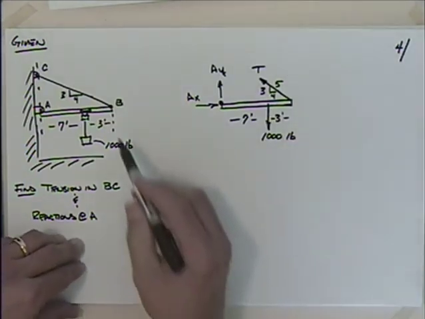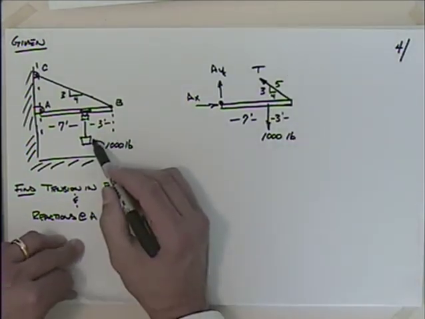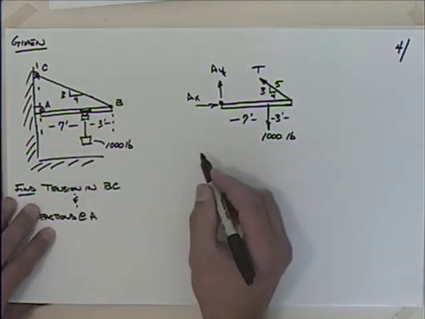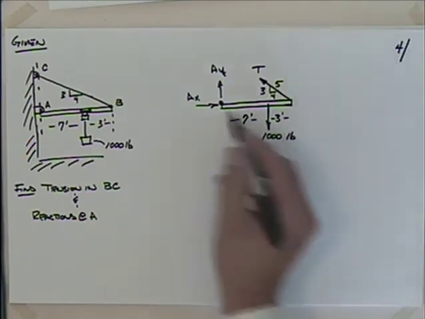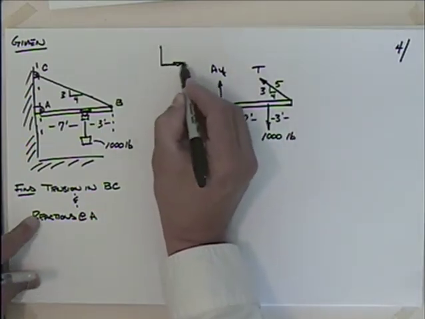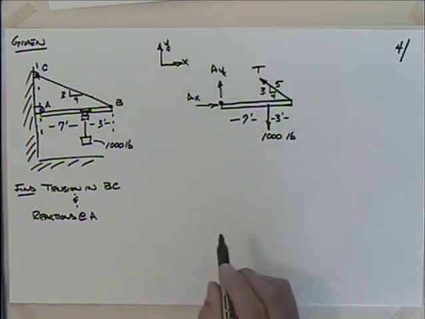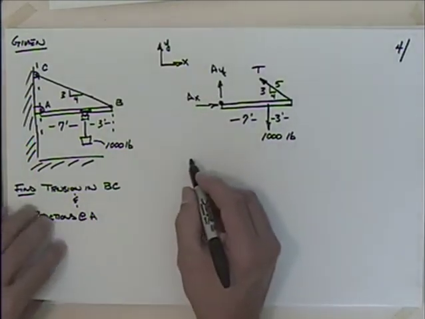Well, let's see. Have we got everything? We've got the load. We've got the tension at B. We've got the pin at A. I think we're good to go on this thing. So we've got a proper free-body diagram. I'll say that I'm going to take X in the horizontal. I'm going to take Y in the vertical. And I should be able to take care of it.